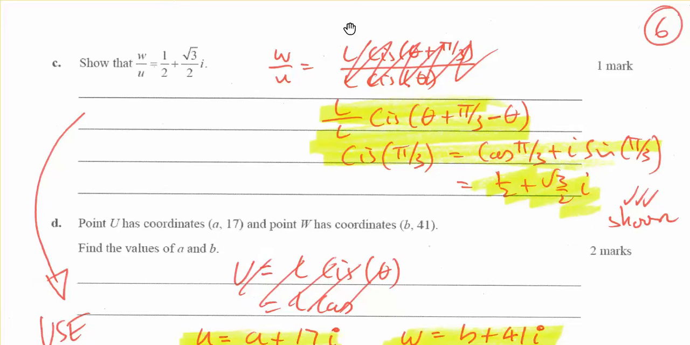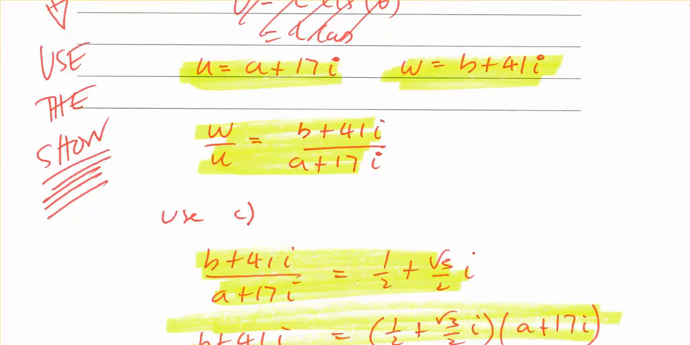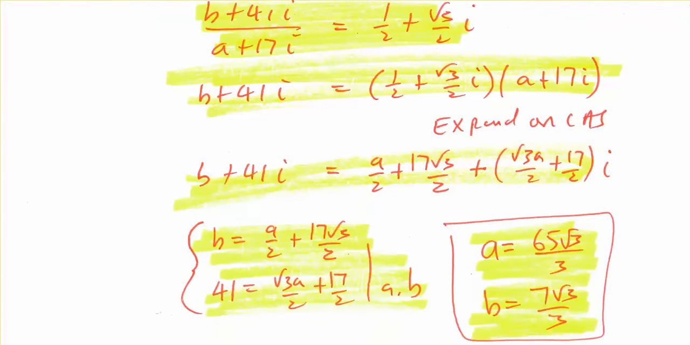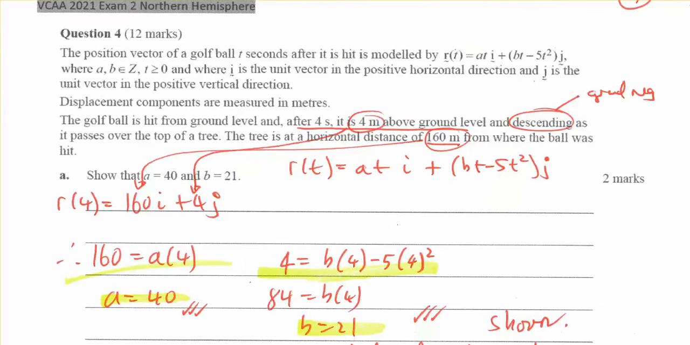In part D, we need to use the answer from the previous bit, and I've set up expansion so that we can equate left and right together. Expand on a case, put in simultaneous equations, and that comes up with the answer.